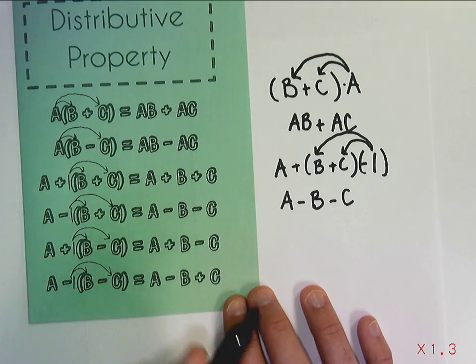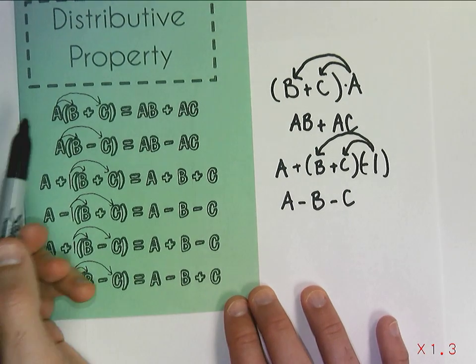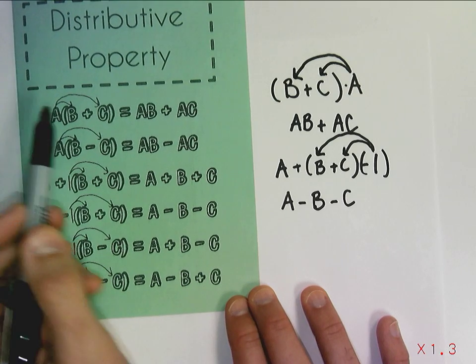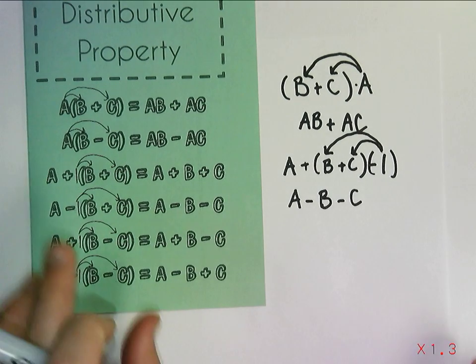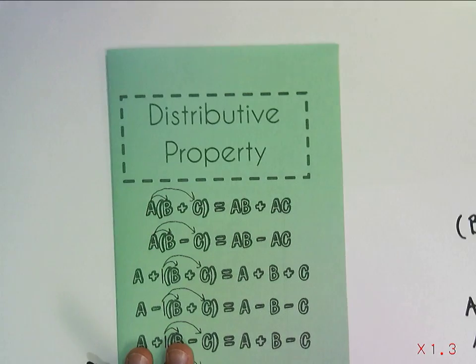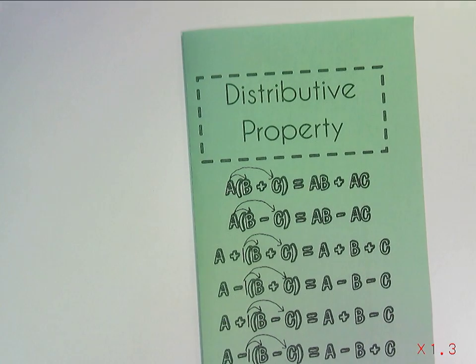So don't be alarmed when the term that's outside is on the right hand side. You're still doing the multiplication. Same process, same idea there. Let's get into some real examples then.